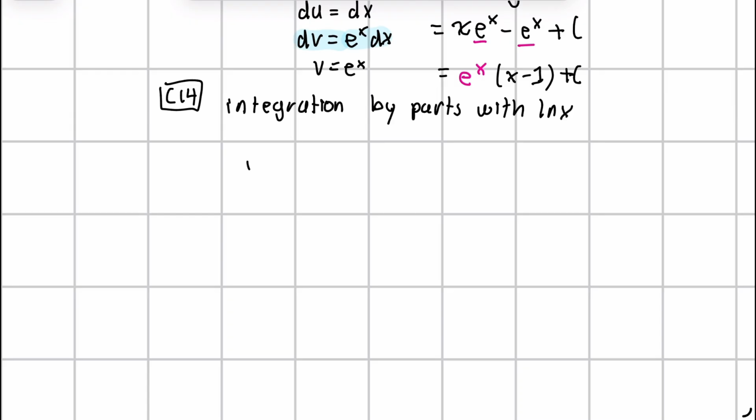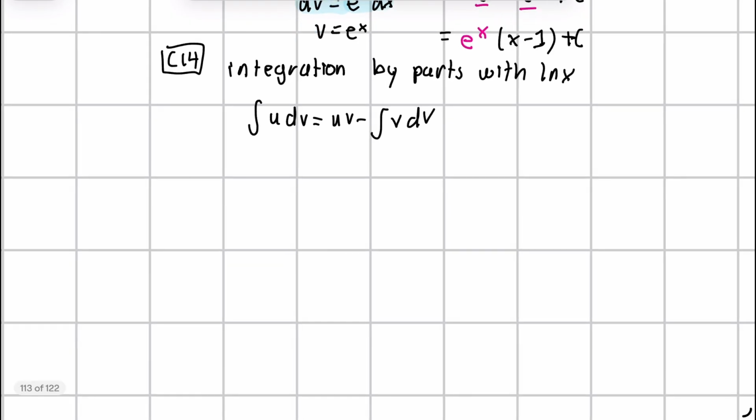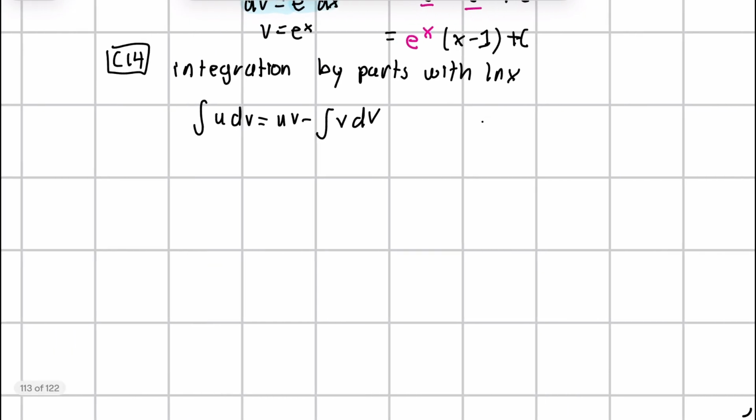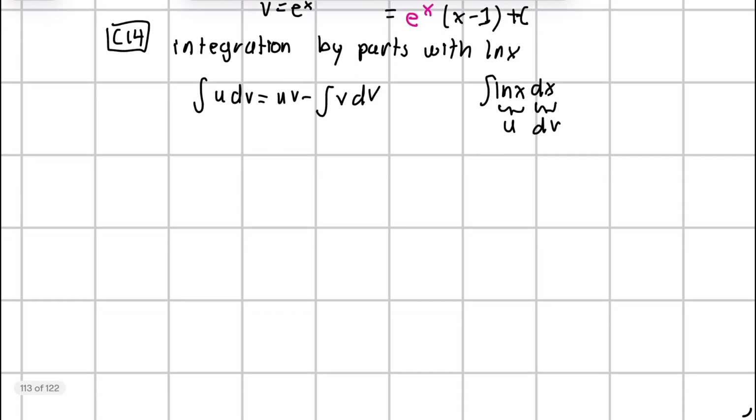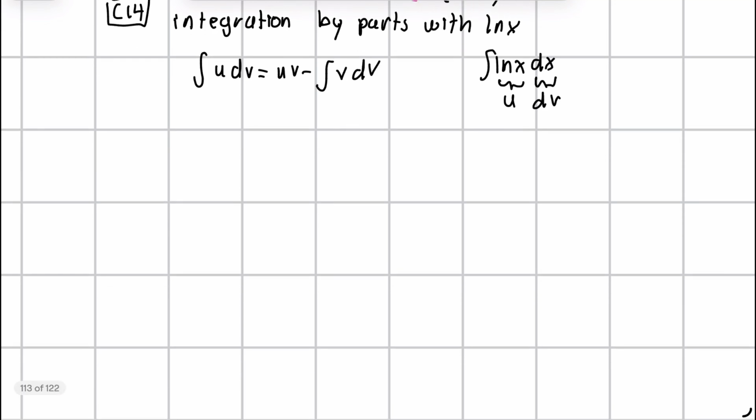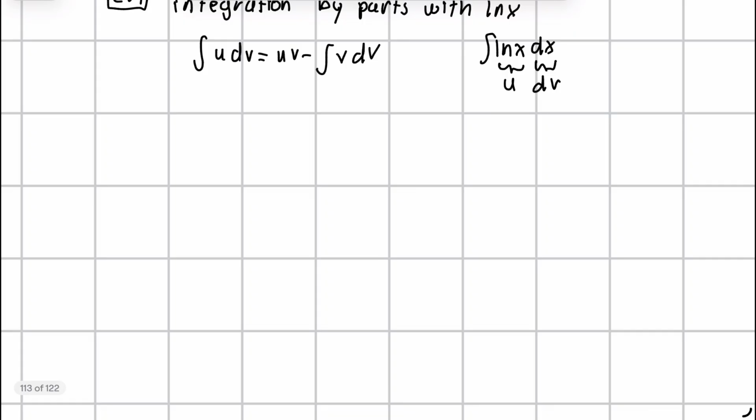So your formula is going to be the integral of u dv is equal to uv minus the integral of v du. So for natural log of x dx, we need to know that we're going to choose u is equal to the natural log of x, and we're going to choose dv equal to dx. So then we're going to apply the integration by parts, and then we're going to simplify.